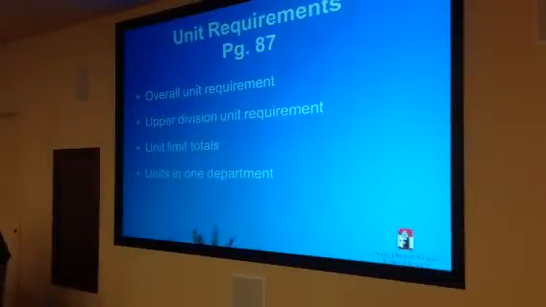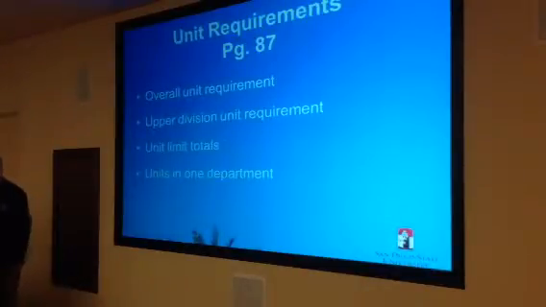Item B is upper division unit requirement. This is referring to the total number of upper division units that are needed for the bachelor's degree. And remember that upper division is 300 level and above. And then area C goes over unit limit totals. So this is referring to the maximum units in certain areas. So an example is maximum number of credit by exam, maximum number of special studies courses.